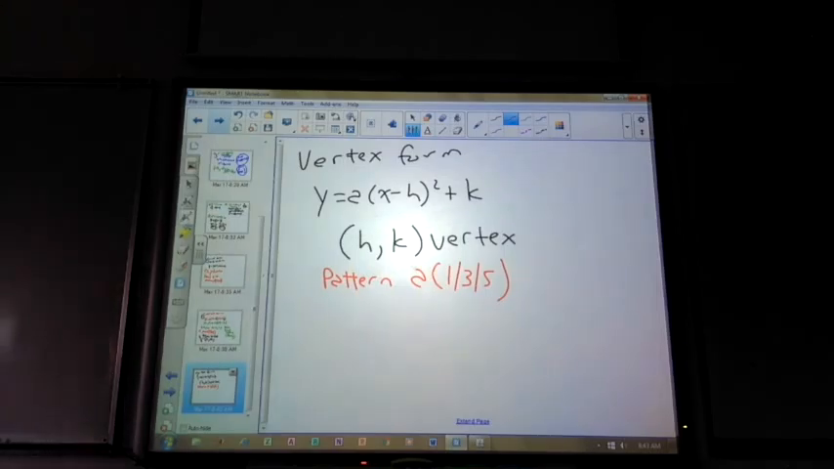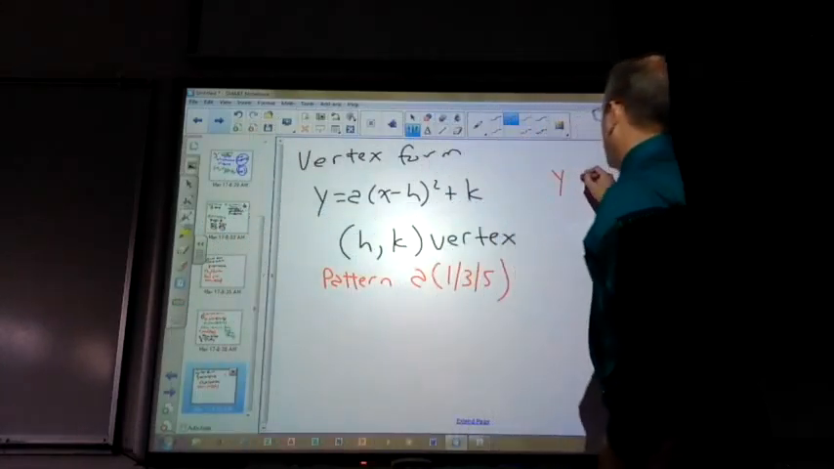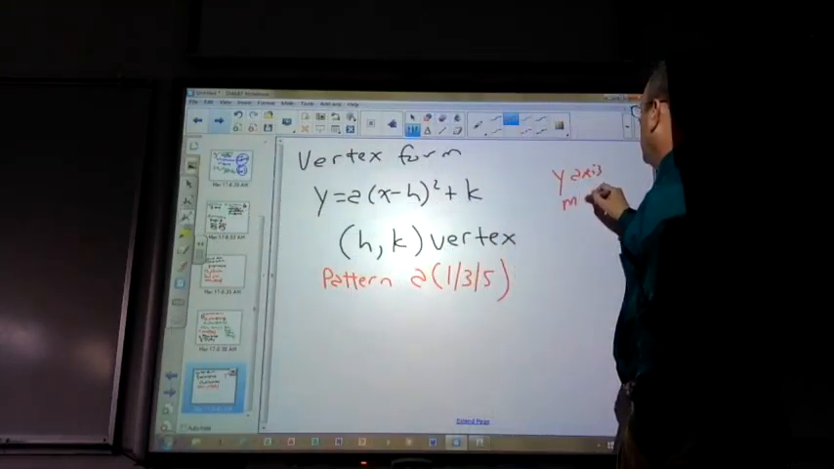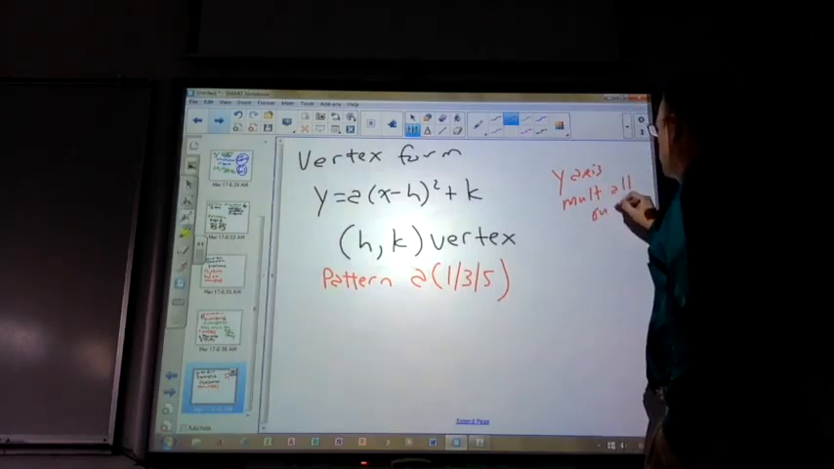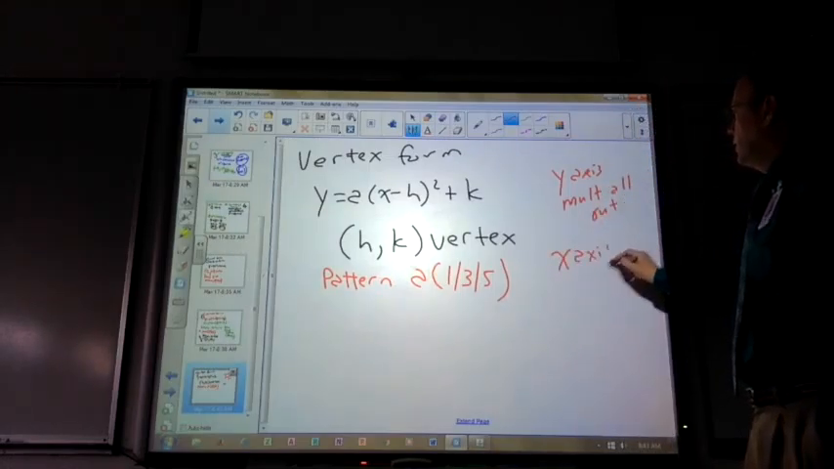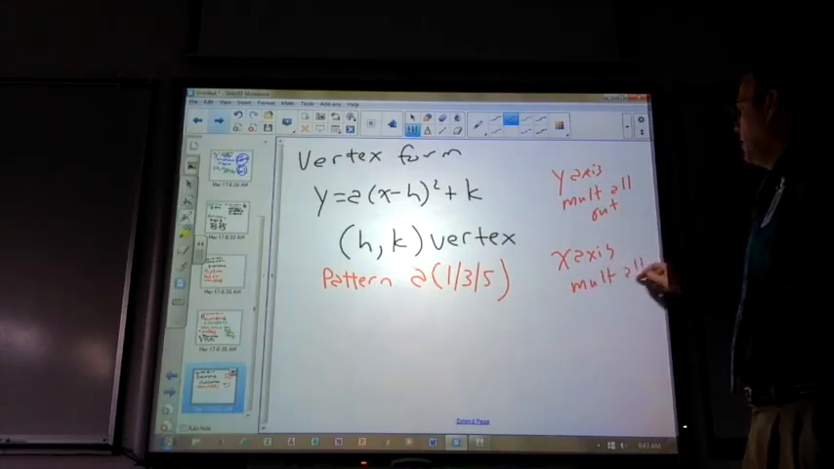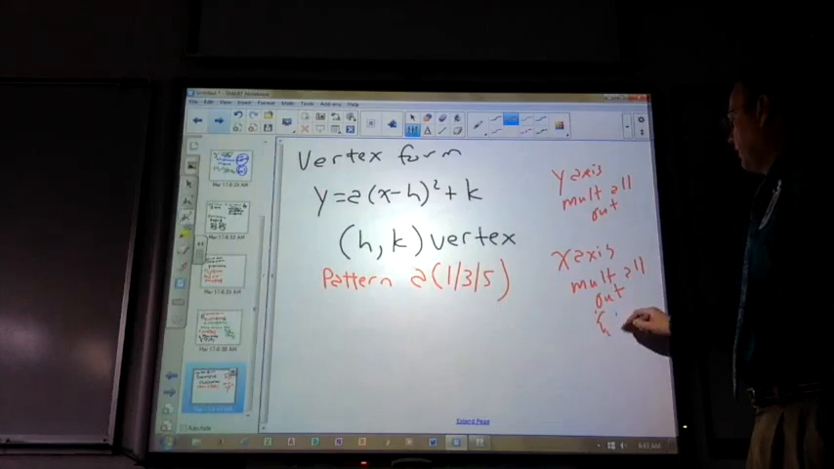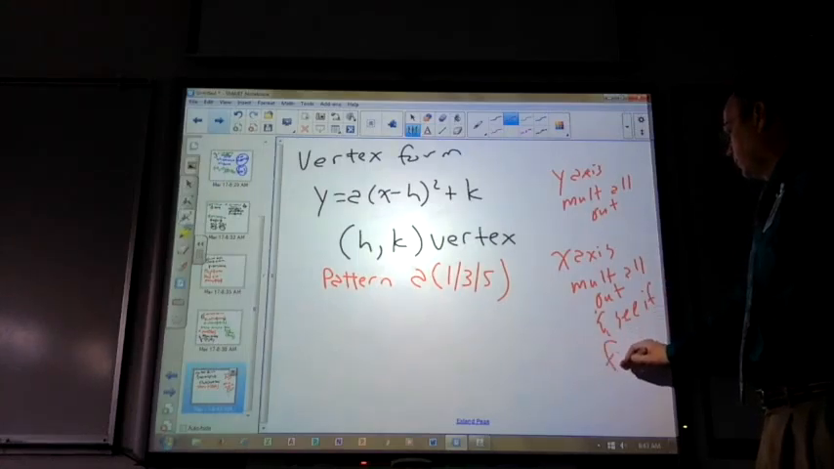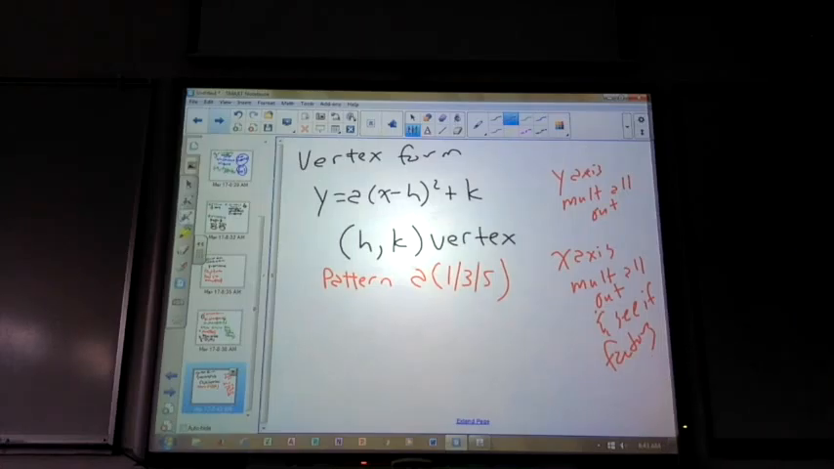In order to figure out where it crosses the y-axis, you would have to multiply out the whole problem. In order for you to find where it crosses the x-axis, you have to multiply the whole problem out and see if you can factor it. And those are all things that might not work. So where does it cross the y-axis? Multiply all out. Where does it cross the x-axis? Multiply all out and see if it factors. So that could be a lot more work, but just giving you some ideas.